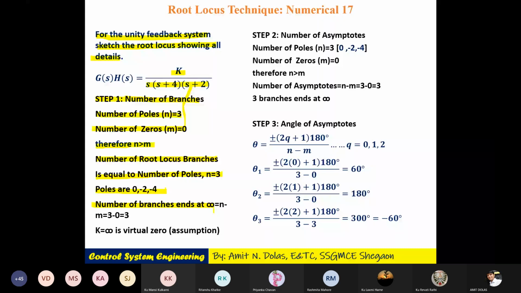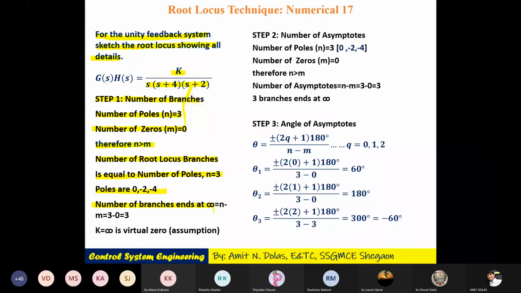So these are the angles of asymptotes. We already did, so we'll not discuss it. Then centroid: summation of real parts of poles minus summation of real parts of zeros, divided by the difference between poles and zeros. So इसका summation करेंगे हम minus ये वाला divided by difference. So 0 plus minus 2 plus minus 4 minus 0 divided by 3 minus 0, that will be minus 2. So where is the centroid? Centroid is at minus 2. Asymptotes are symmetric to the real axis.